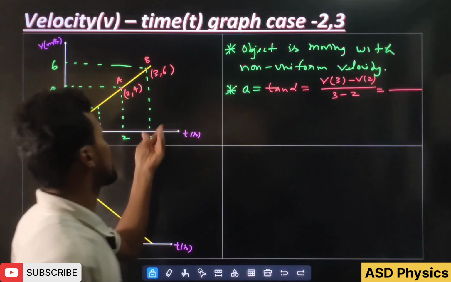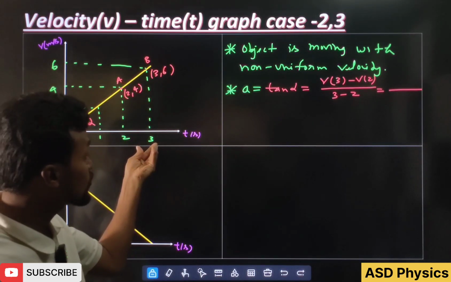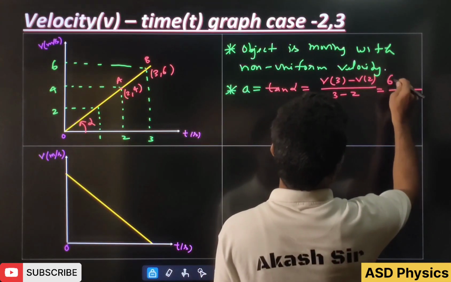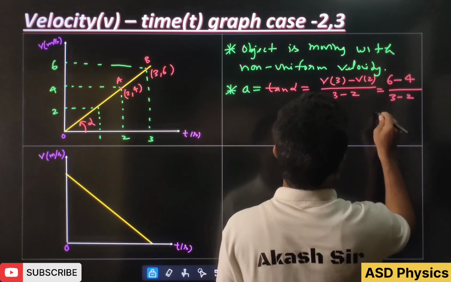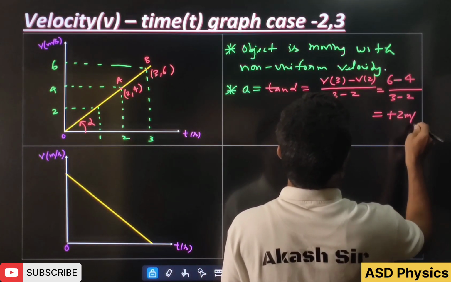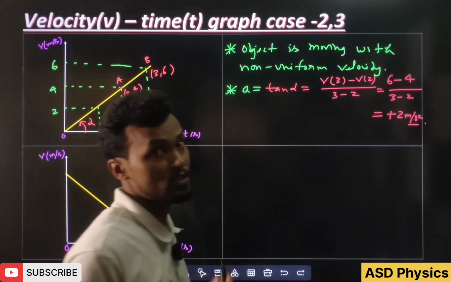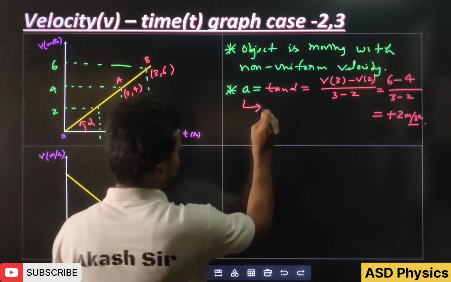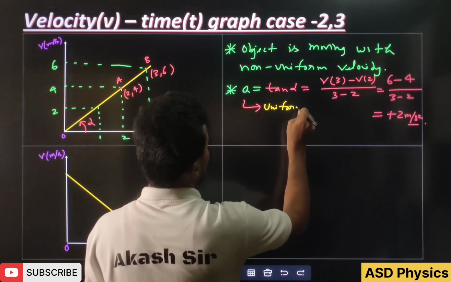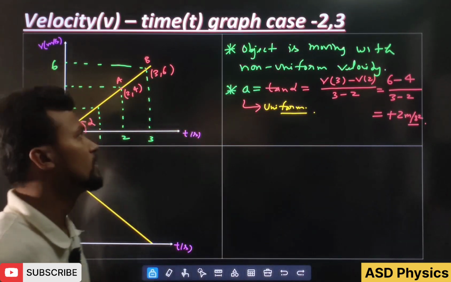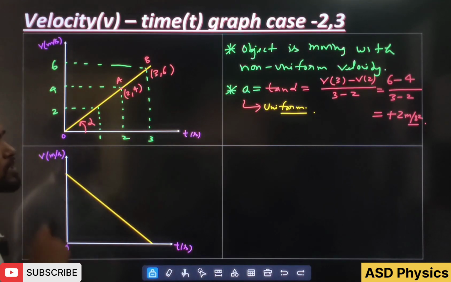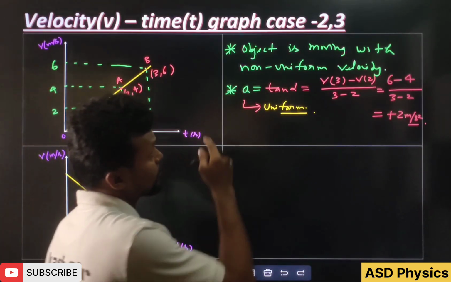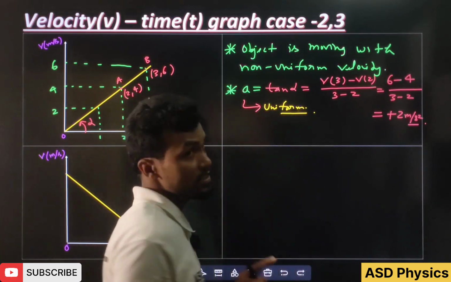V3 means at t equal to 3, that is 6, and at t equal to 2, it is 4. So 6 minus 4 divided by 3 minus 2. What is coming? Plus 2 meter per second square, a constant value. That means this is a uniform acceleration. Remember that. Velocity is non-uniform, but acceleration is uniform.